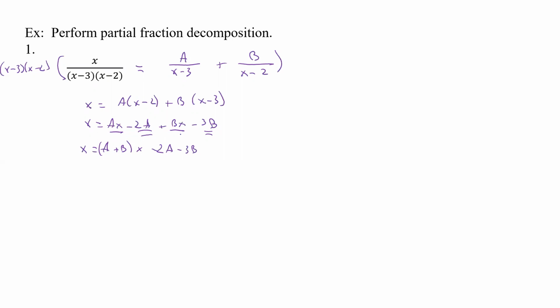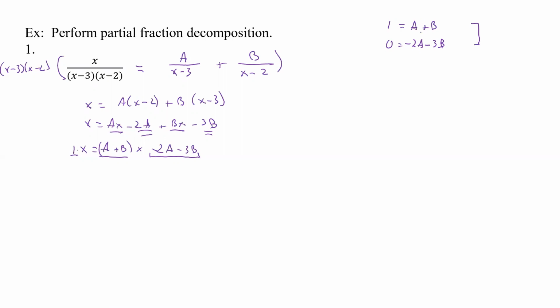Okay. Now the next thing to do is set the terms equal on each side. Here, the x term has a 1, it's just an understood 1. So we're going to set 1 equal to A plus B. Then we have the number part, which is equal to the number part over here. There's no number part over here, so that's 0. So 0 equals minus 2A minus 3B. And now we have our system of equations, okay? 1 equals A plus B, and 0 equals minus 2A minus 3B.